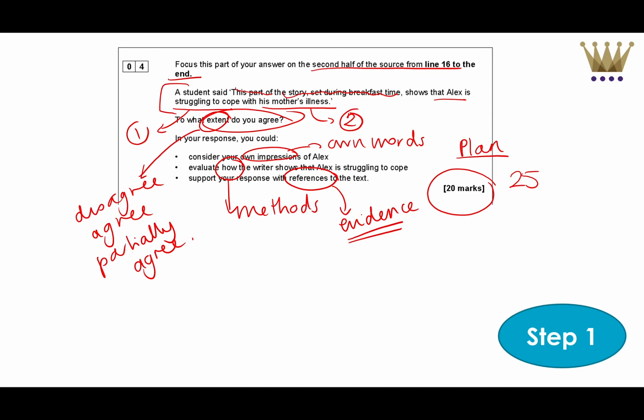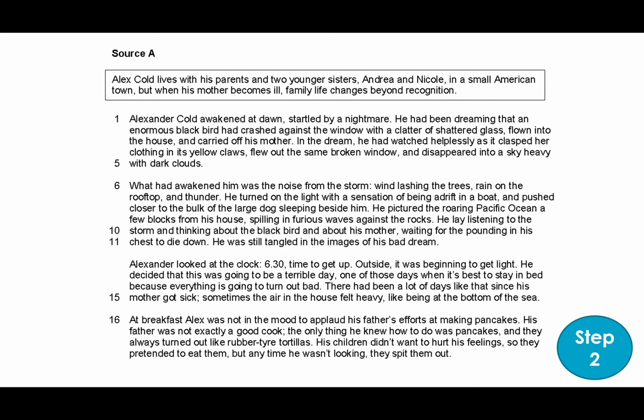And the second one, is it his mother's illness that is causing him to struggle? I've already read this source to answer questions 1, 2, and 3, so I know it really well by now. I know that at the beginning Alex has a nightmare, and then in the second paragraph here, he wakes up from the storm.